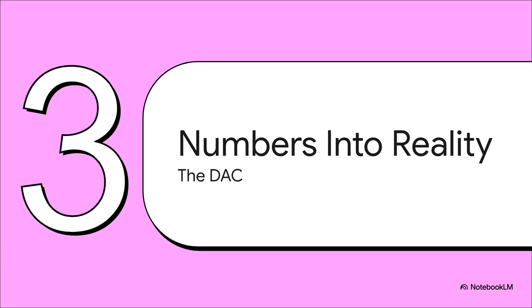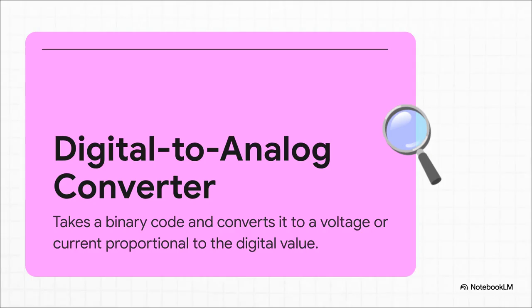To actually listen to that recording, we have to run the whole process in reverse. We need to turn those numbers back into a reality we can actually hear. And that is the job of our second translator, the digital to analog converter, or, you guessed it, the DAC. So if the ADC is the translator that gets information in, the DAC is the reconstructor.